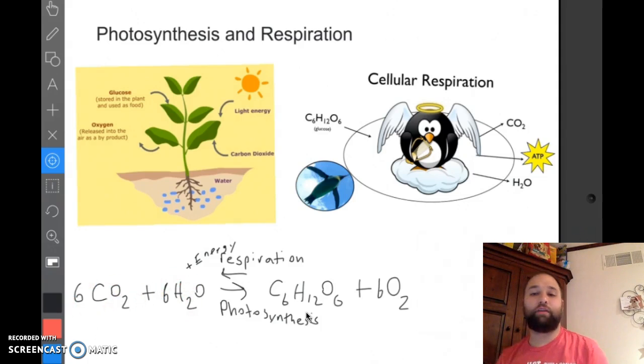These reactions are reversible. That means they can go in either direction. And they're inversely proportional, which just means that that's why we put the sixes in front, because whatever atoms you have on one side, you have to have the same atoms on the other side. Very, very important concept. All organisms do respiration. Only autotrophs do photosynthesis, and photosynthesis is what makes glucose.